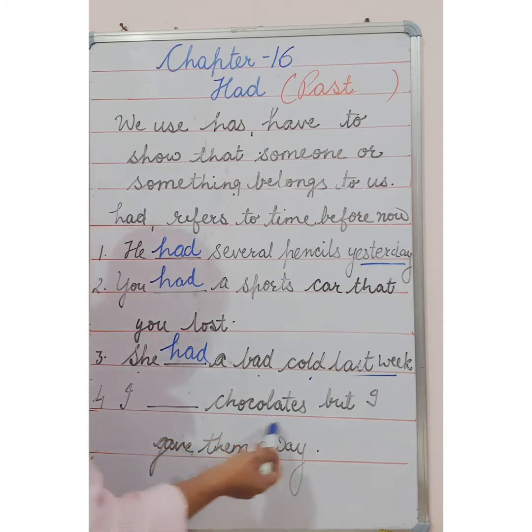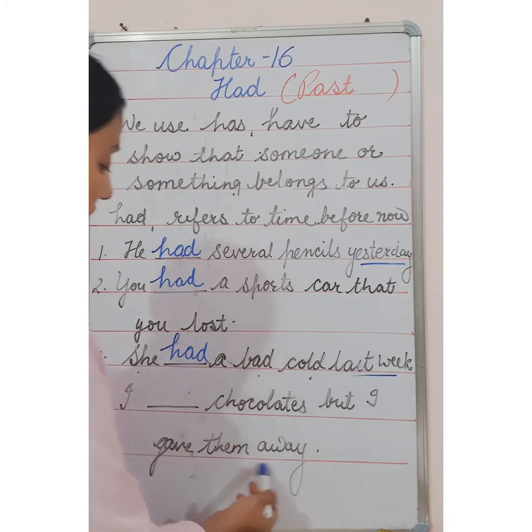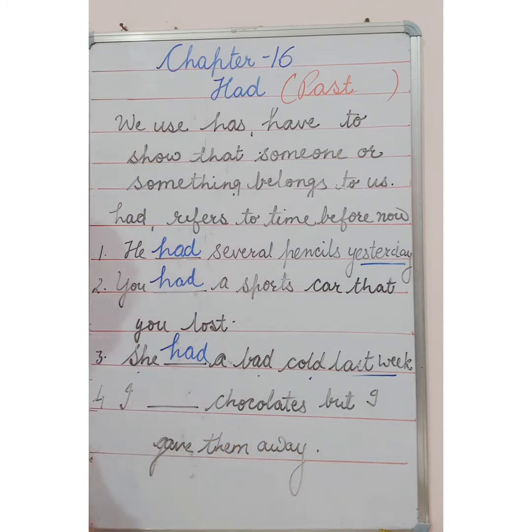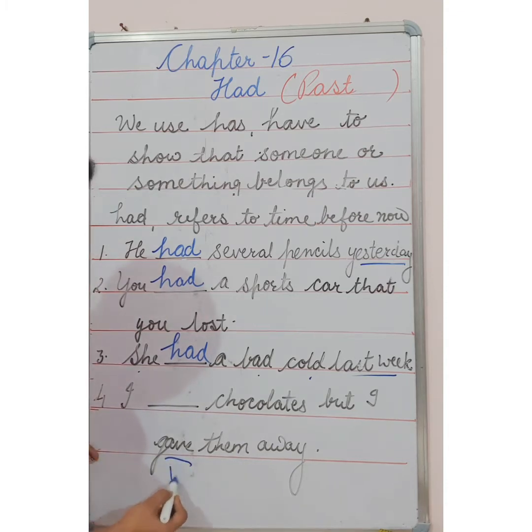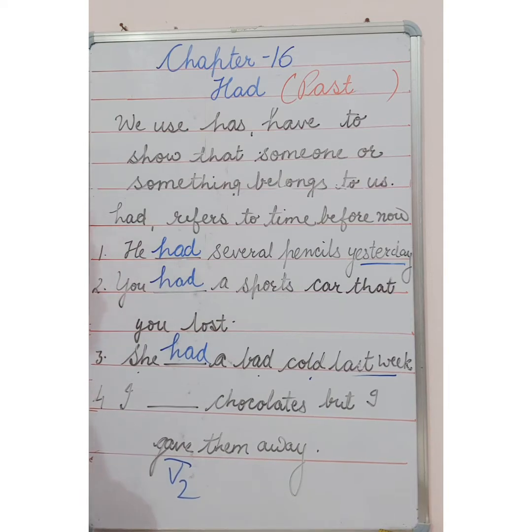I had chocolates but I gave them away. Gave. You can see here this is give. Give, gave. So this is the second form, which means we are talking about the past. Gave is the second form. Give and gave. So I had chocolates but I gave them.